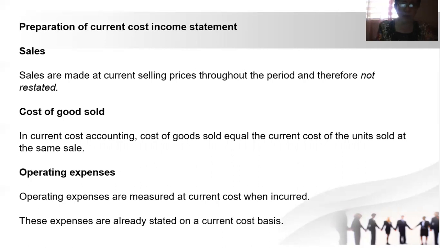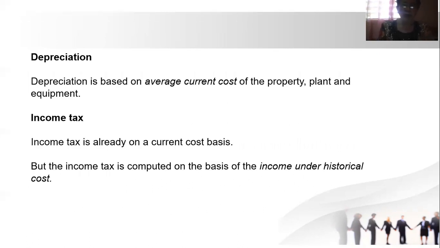Cost of goods sold. In current cost accounting, cost of goods sold equals the current cost of the unit sold at the time of sale. For operating expenses, they are measured at current cost when incurred. So during the time that the expense was incurred, these are already stated on a current cost basis. Depreciation is based on the average current cost of the property, plant, and equipment. Income tax is already on a current cost basis, but it is computed on the basis of income under historical cost. These are very important rules that we have to follow in connection with current cost accounting.